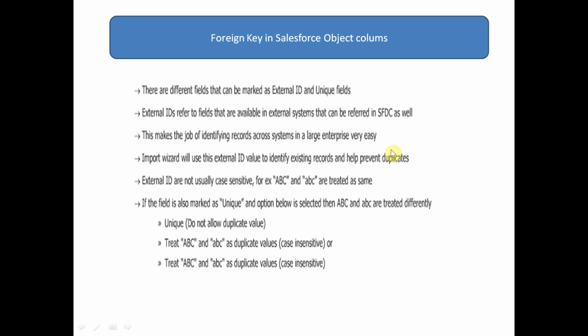So now, what is a foreign key? A foreign key is used to identify external systems' data as columns and rows are coming in. What is the key you're going to identify in a Salesforce record as a foreign key, so that it matches with the external data and data can be updated, inserted or upserted? There are different fields you can mark as external ID.